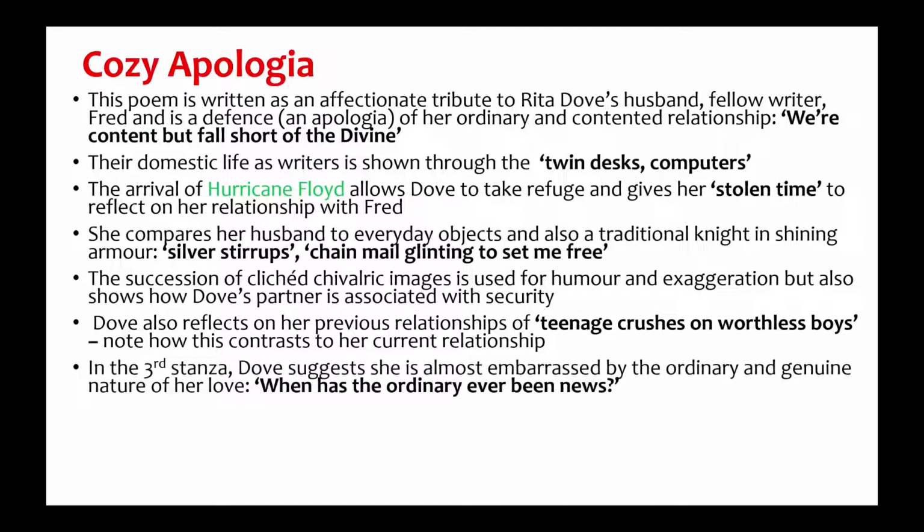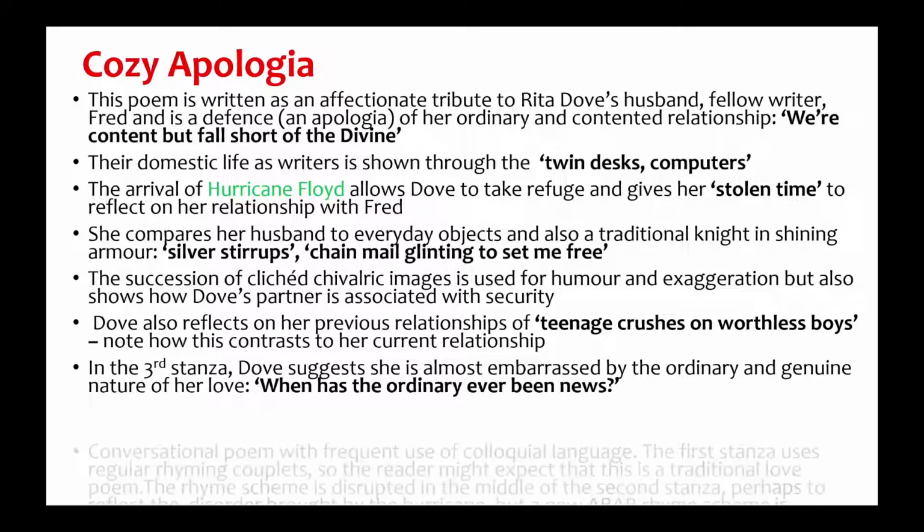In the third stanza, Dove suggests that she's almost embarrassed by the ordinary and simple nature of their love. She says, "When has the ordinary ever been news?" And she actually says that she feels embarrassed by her sense of happiness. So, unlike Sonnet 43, that's a very idealised and glorified depiction of love, this is about the very genuine, simple and ordinary feeling of love that Dove portrays.